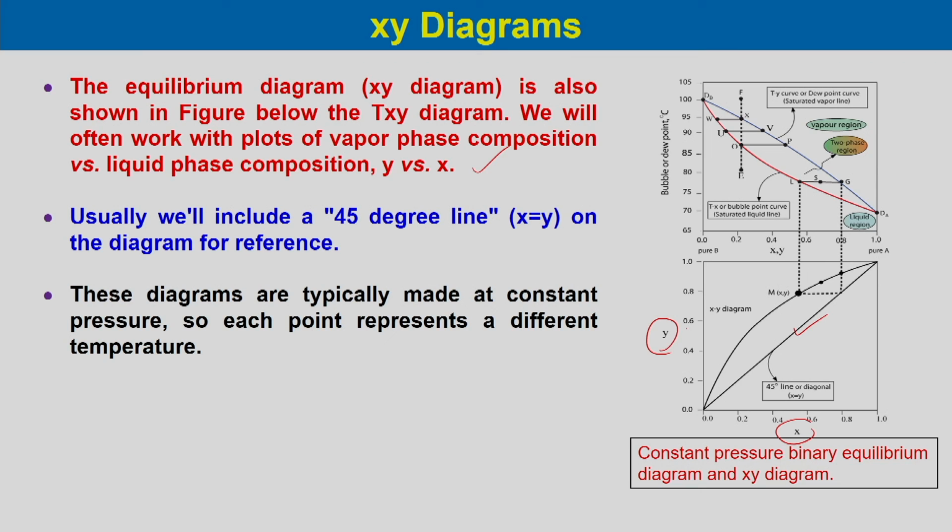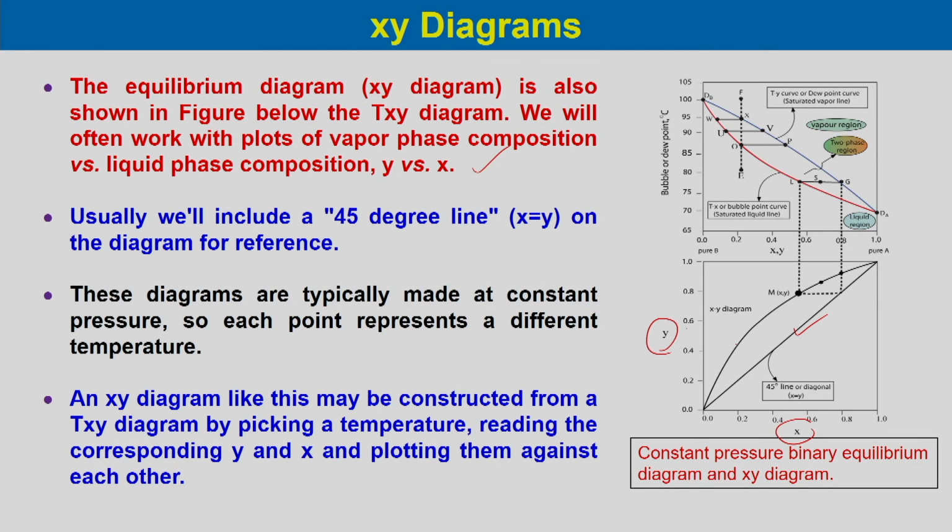These diagrams are typically made at constant pressure. So, each point represents a different temperature. Each point on the equilibrium curve represents a different temperature. An XY diagram like this may be constructed from a TXY diagram by picking a temperature, reading the corresponding y and x, and plotting them against each other.